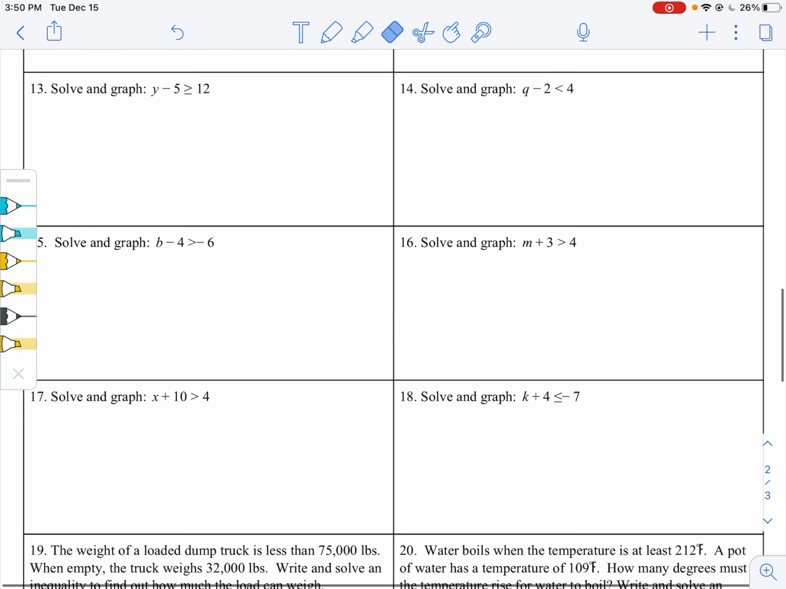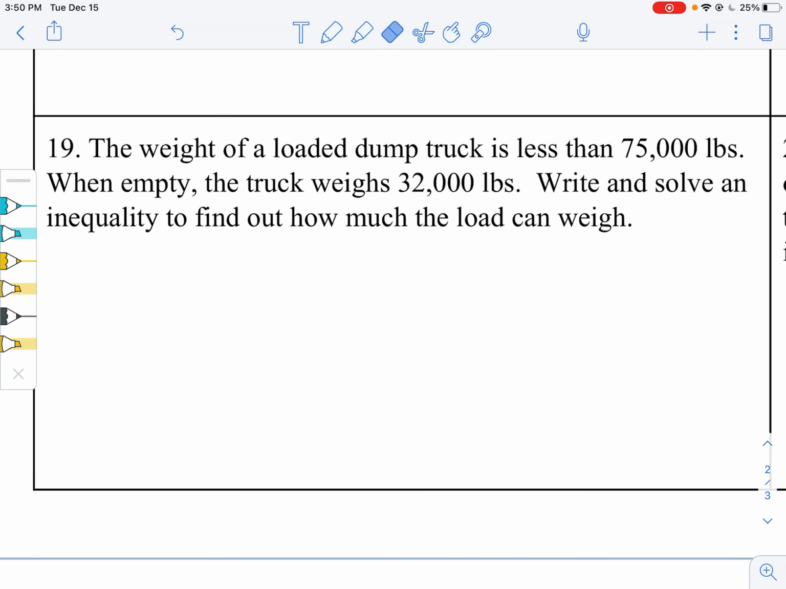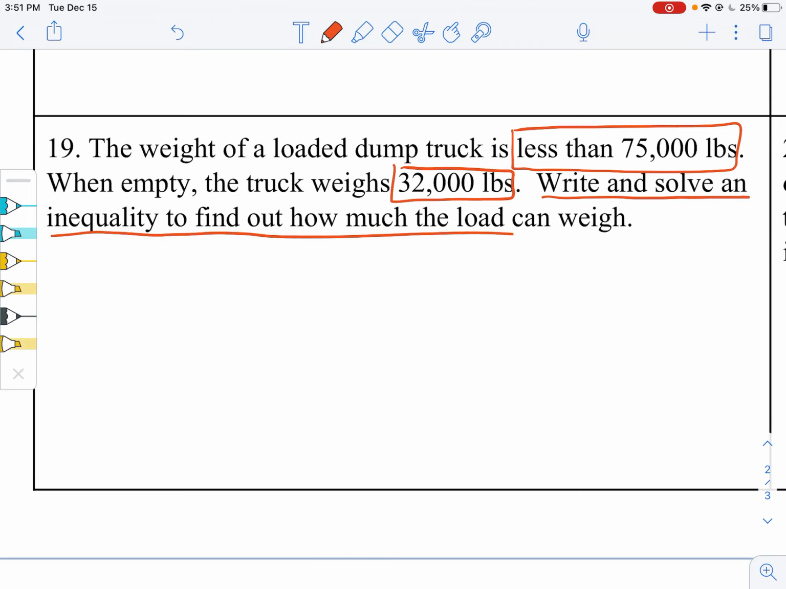And scrolling down, we have a lot of questions here. We are going to look at a word problem. The weight of a loaded dump truck is less than 75,000 pounds. Because there has to be a limit, right? So this is like a limit, less than 75,000 pounds. When empty, the truck weighs 32,000 pounds, so with nothing in it. Write and solve an inequality to find out how much the load can weigh.